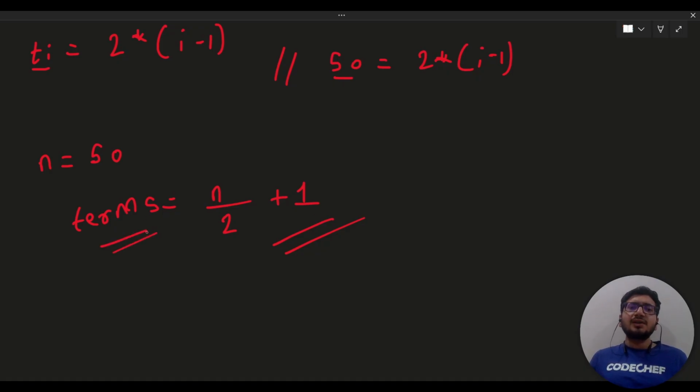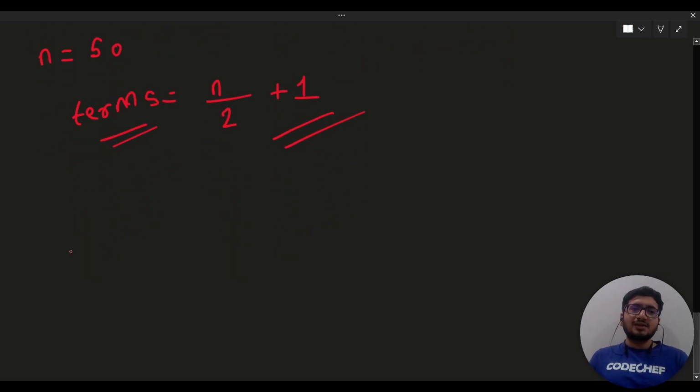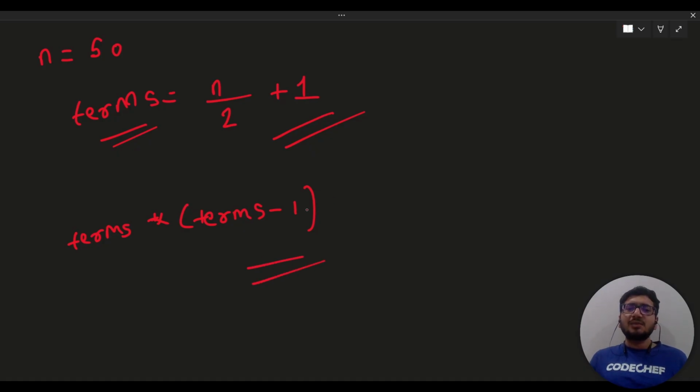Now once we have the terms, we simply have to find out what is the total sum of that. So it is nothing but terms into terms minus 1. This is the same as how we find the sum of whole numbers when we have them in a series. So once we have this sum, this is nothing but our solution, that is the minimum score possible, and with this we get our solution.